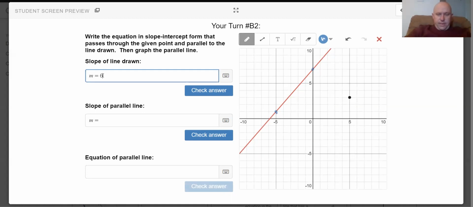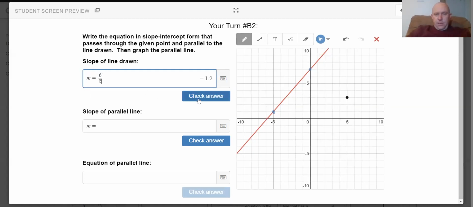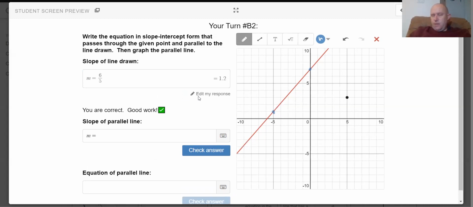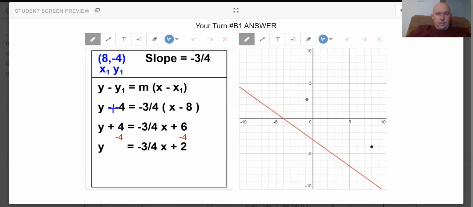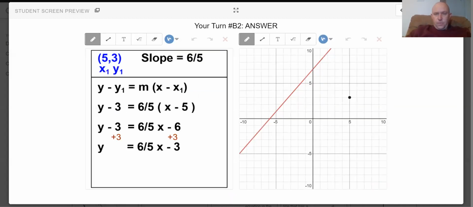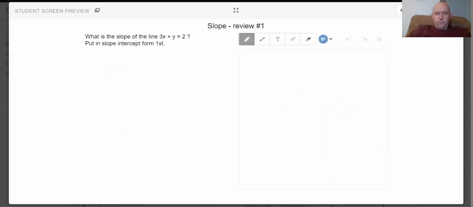So the slope of this line is 6 over 5, which I don't think was particularly easy to see. Normally they would make it a lot clearer than that. But you can certainly try the rest of that question as well. Now, the last type of question is parallel lines when we use equations that are not in slope-intercept form. So for this one here, that was the answer to the earlier question that we had. And that was the answer to the other question if you wanted to check through the steps.